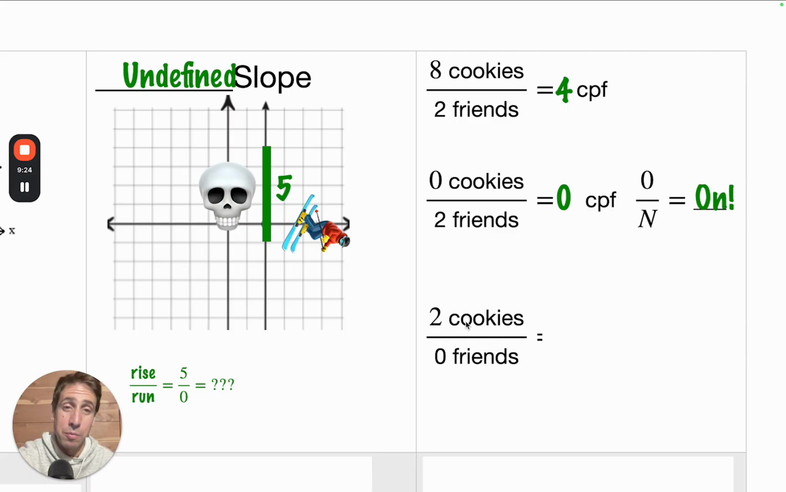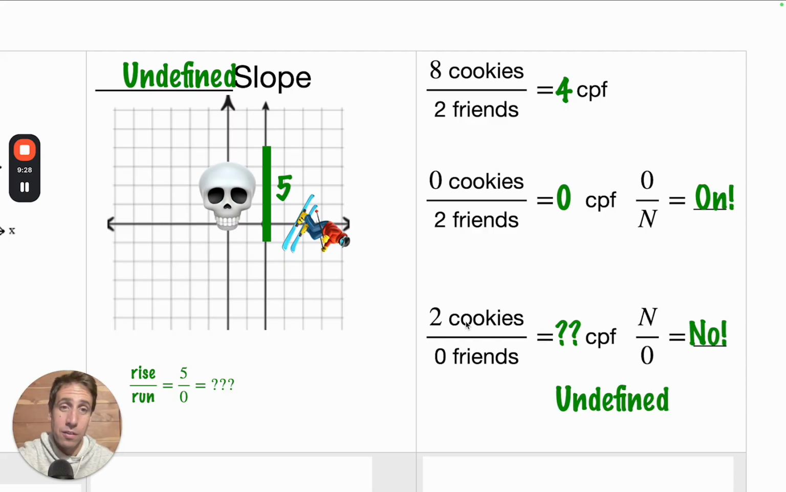Everyone needs a friend group. But if you literally have 0 friends, then you got a big problem, because you got your 2 cookies in your hand and you can't give them to any friends. How many cookies per friend does everybody get? The question doesn't even make sense, because you have no friends.